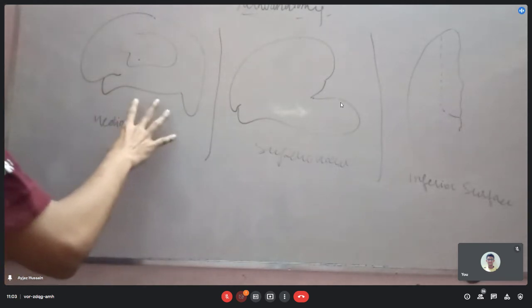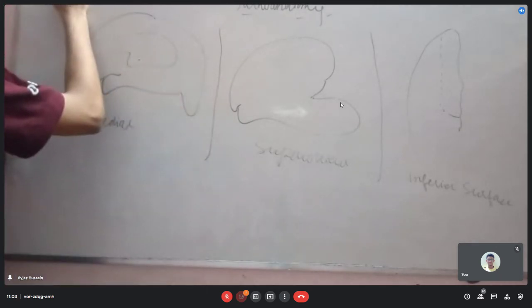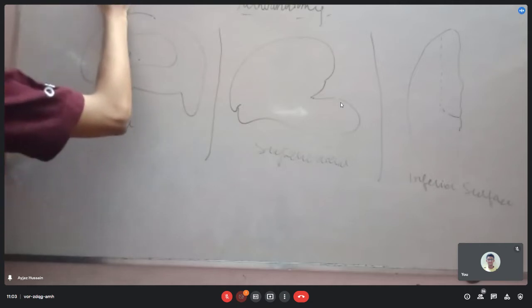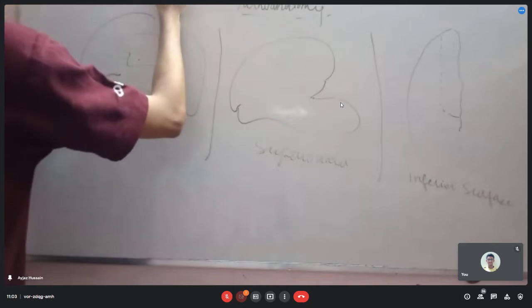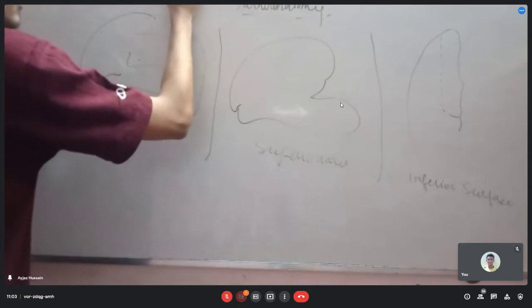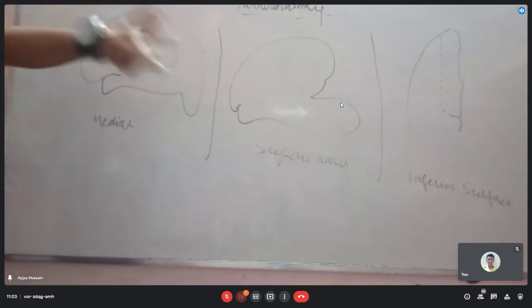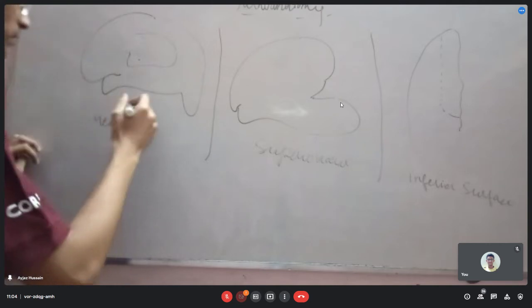So when we talk about the medial aspect, remember there are only three arteries which are important for us to know, which are supplying the brain. ACA, anterior cerebral artery, MCA, middle cerebral artery, sorry, the PCA, or the posterior cerebral artery. These three arteries will supply the entire brain. Now, see how they supply the brain.